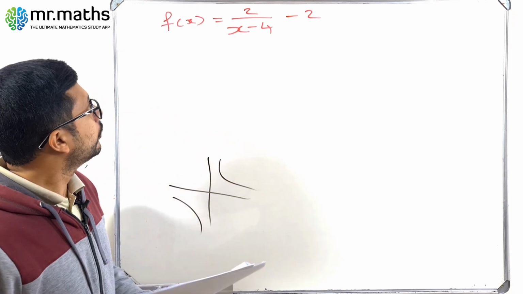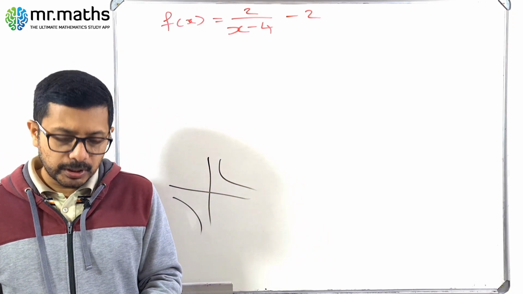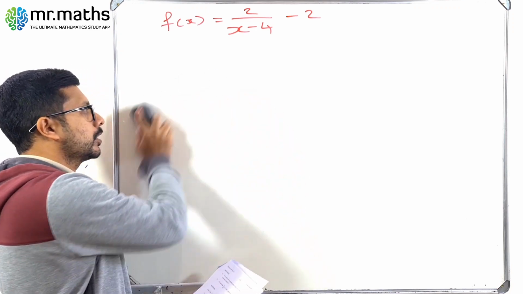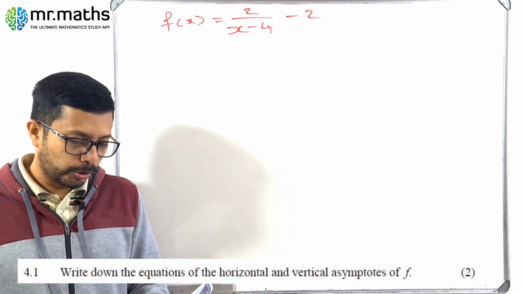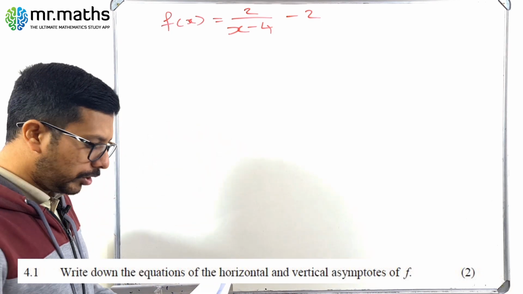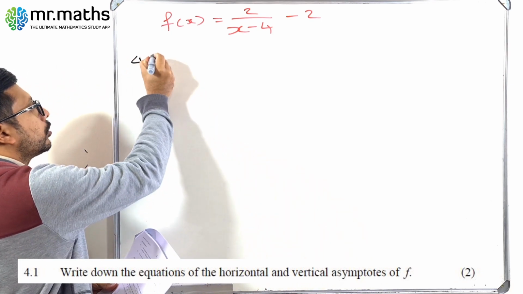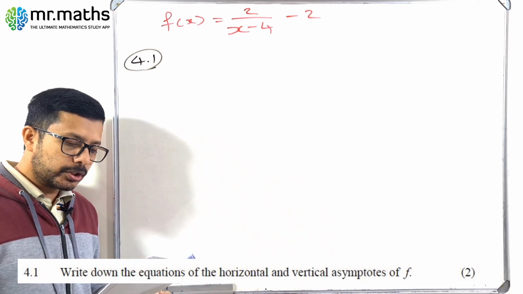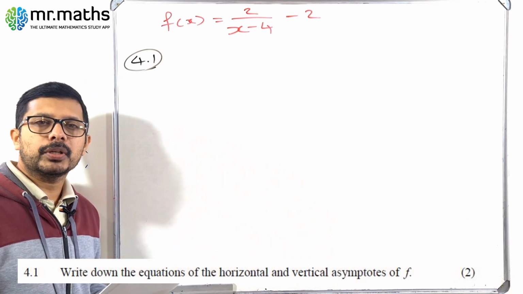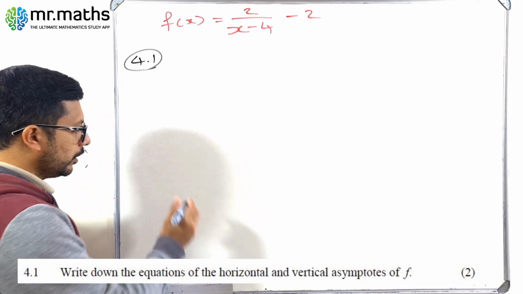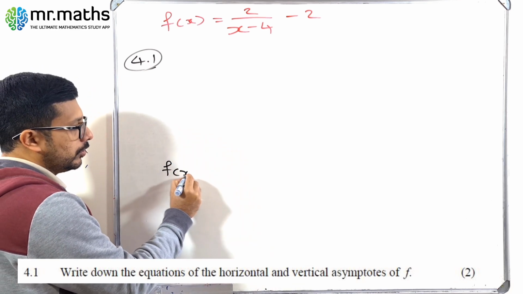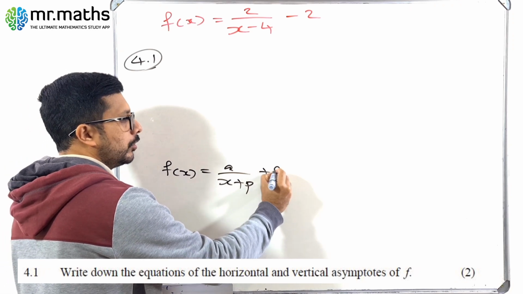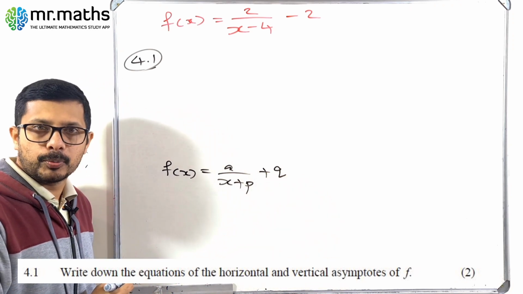Okay. So now what is the first question? That's all that is given, and based on that we have to answer the remaining questions. What is the first question? 4.1. Write down the equations of the horizontal and vertical asymptotes of f of x. So what is the general equation? f of x is equal to a divided by x plus p, plus q. This is the general equation of a hyperbolic function.